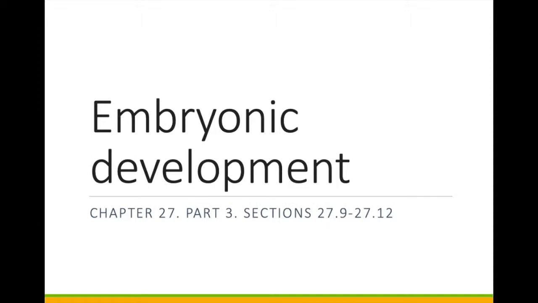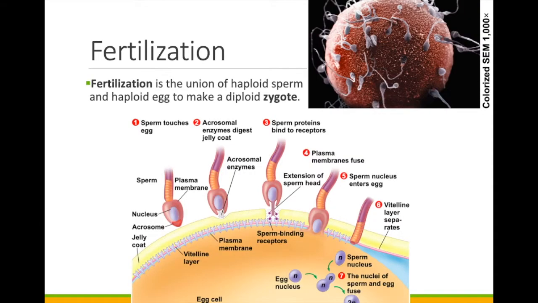All right, let's talk about what happens once the cell is fertilized. Fertilization is the joining of egg and sperm, and you can see in the picture on the right the very large size difference between the very large egg cell and the very small sperm cells.